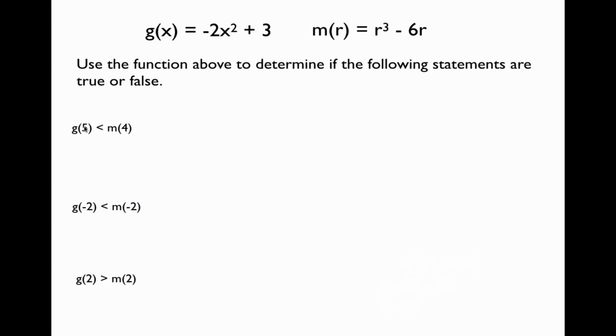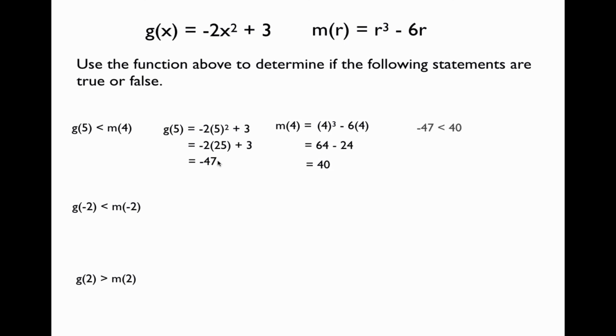So in order to determine whether this is a true or false statement, we're going to have to find what g of 5 is actually equal to. When you drop in a 5 into this function, what is the output? What is g of 5 equal to? And the same with m of 4. So g of 5, when we evaluate that function, we get negative 47. For m of 4, we get 40. So now, because m of 4 and g of 5 are equal to 40 and negative 47 respectively, we can use substitution and rewrite this expression as negative 47 is less than 40. And that is a true statement.